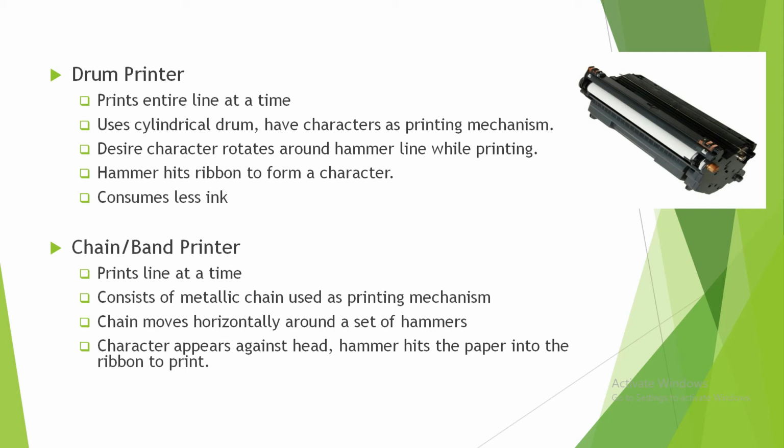Next is the chain printer. This printer, also known as band printer, also prints a line at a time and it consists of a metallic chain used as printing mechanism. It prints characters. The chain moves horizontally around a set of hammers. The character appears against the hammer and the hammer hits the paper into the ribbon to print the character.